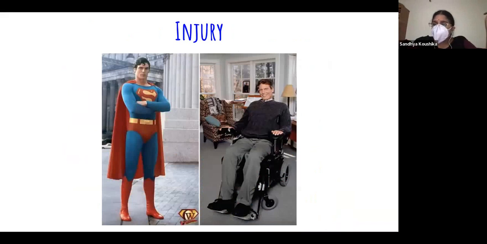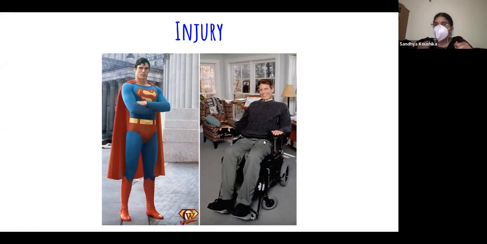What else is very important is studying the nervous system for things like injuries. Here is a picture of someone you may not recognize, but you will recognize the costume. This is a Superman costume, and he was one of the early actors who played Superman. His name is Christopher Reeve, and there is still a foundation today, the Christopher Reeve Foundation, which gives out grants for doing spinal cord research.